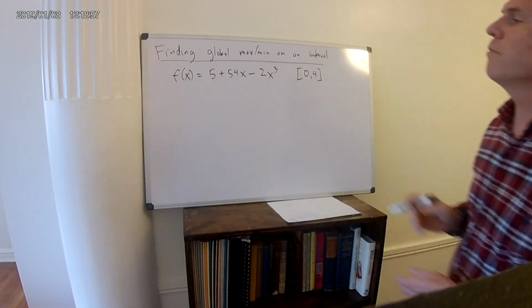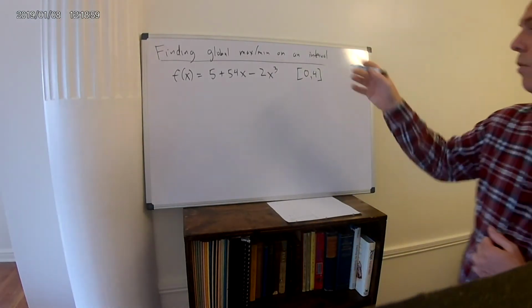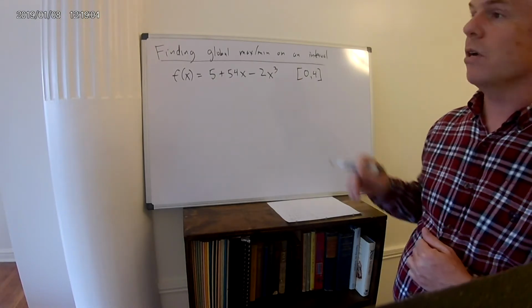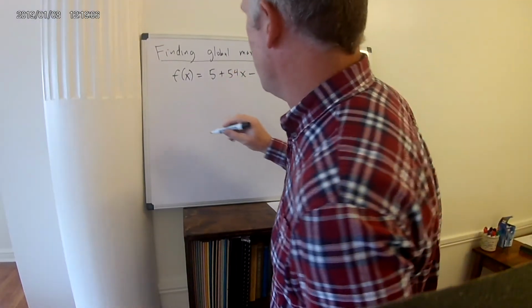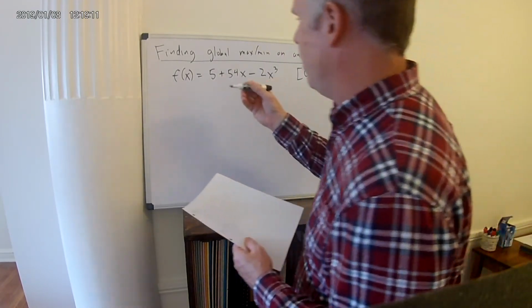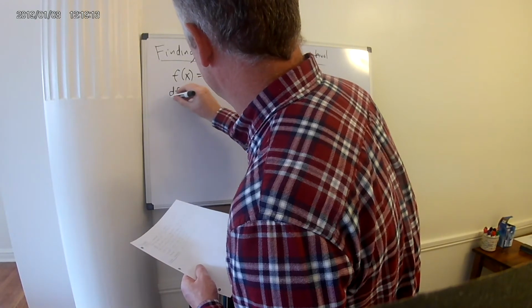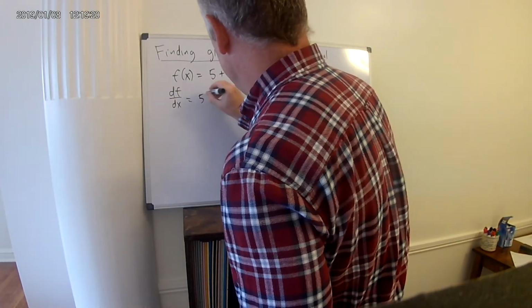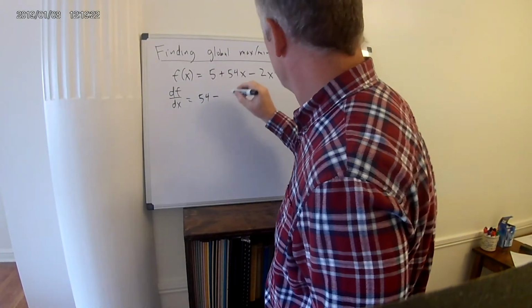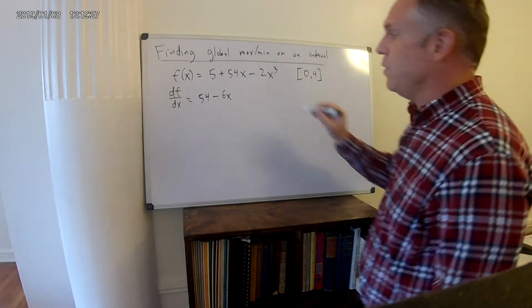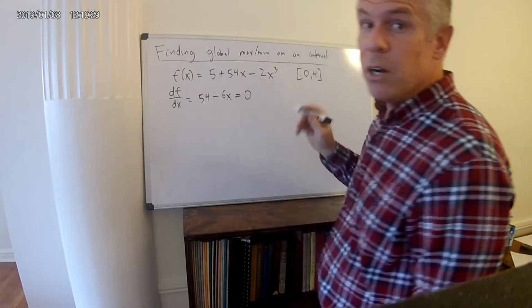So suppose we have some function, and we have a certain interval, and we want to find the maximum and minimum values of the function on this interval. Let's think about this. Let's try to find the values here. We're going to take the derivative of the function here. So what happens is we get 54 minus 6x, okay? And then what we do is we set this equal to 0. So what we're doing is we're finding our critical numbers here.